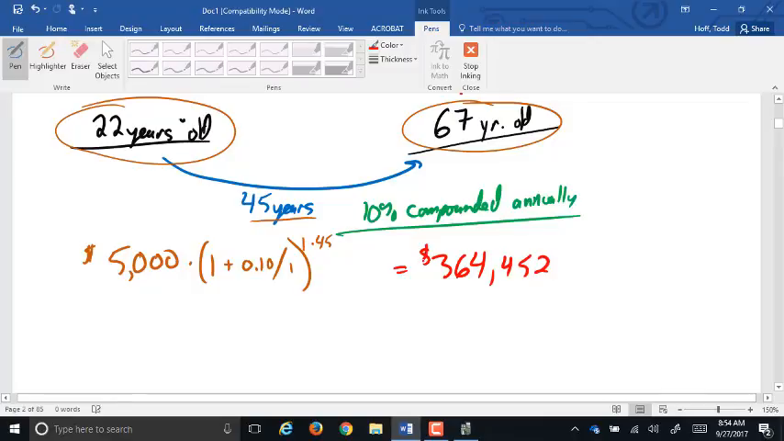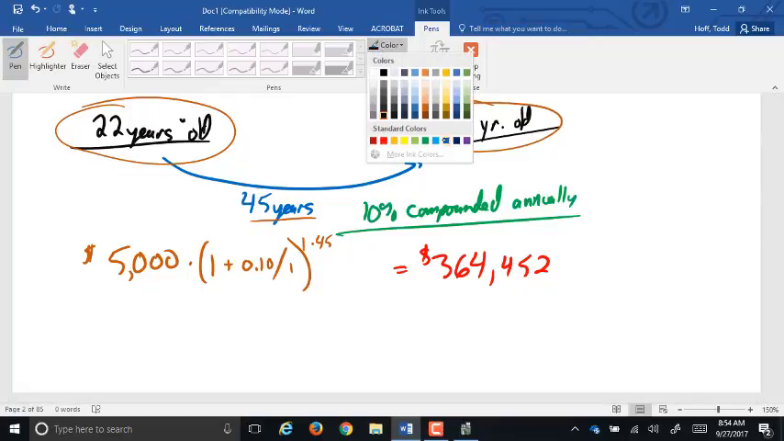$364,452 approximately. That one $5,000 investment at 22 years of age comes out to about $350,000 in your retirement at 67. Think about that. You do that 3 years in a row, you're a millionaire in your retirement. If you live to retirement, yeah, that's a bleak way of thinking about it, but yes.